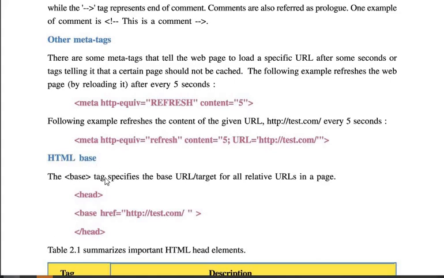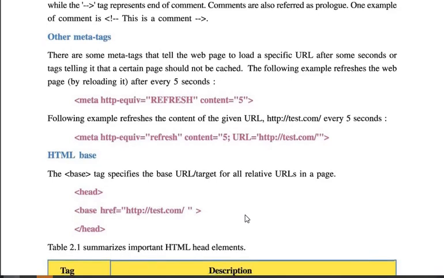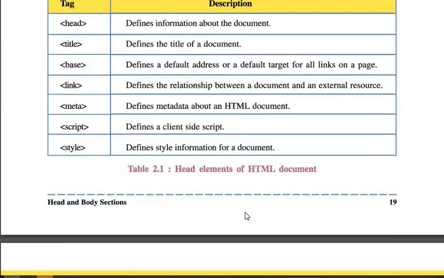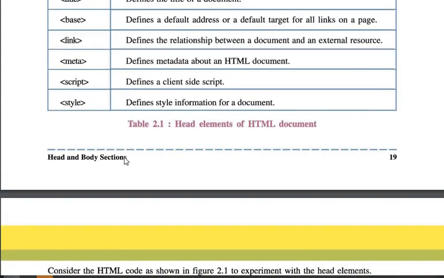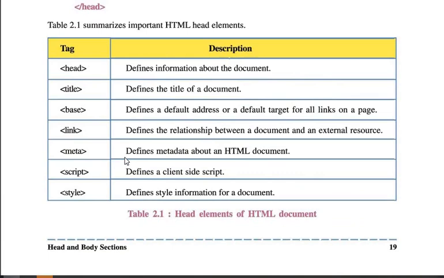Now HTML base. What is base? Here you can see base href http test.com. Base means it is used for the target. Now there are some head tags which are used within the head opening and closing tags. What are they? Title, base, link, meta, script and style. Okay, we all know about title, base, meta, but the others will come in further study.